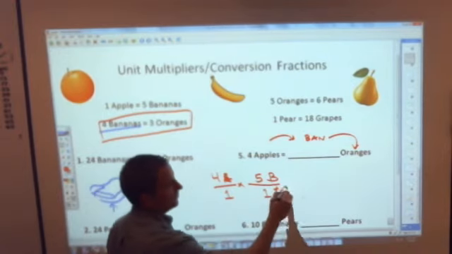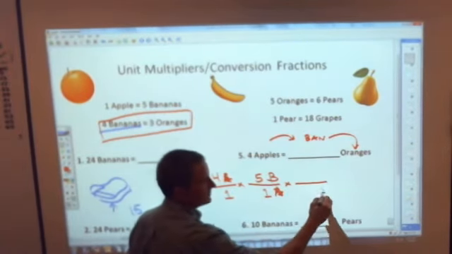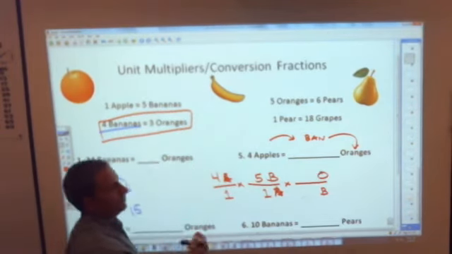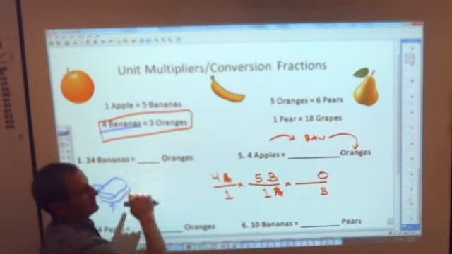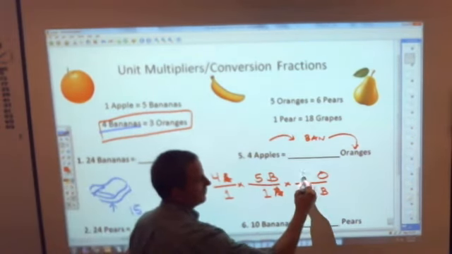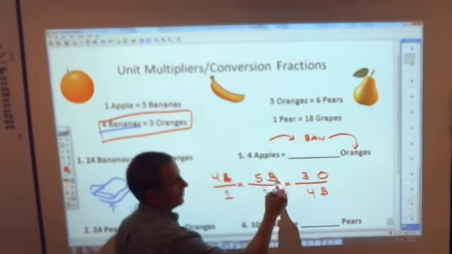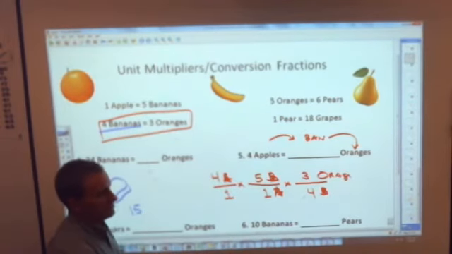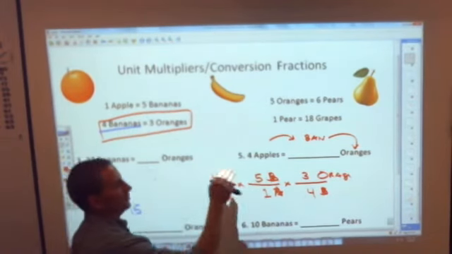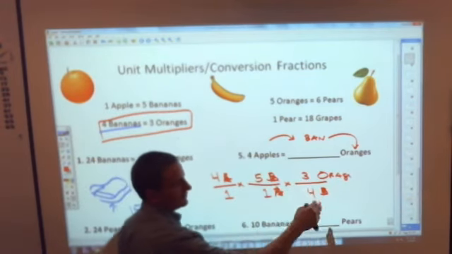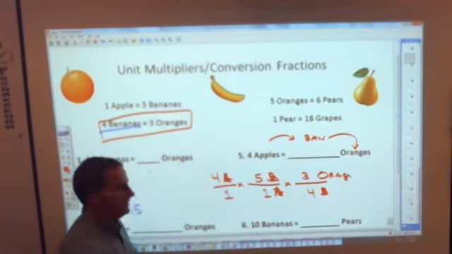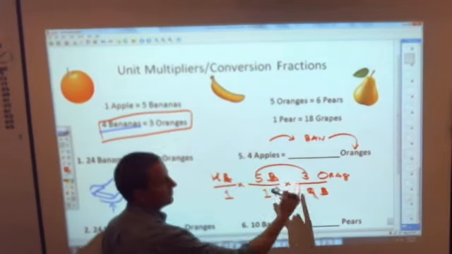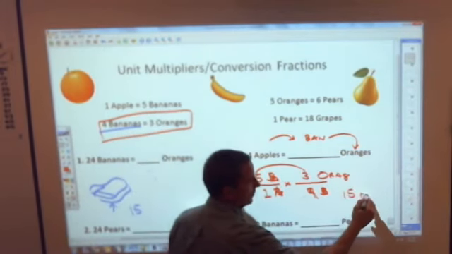Now, I don't even have to multiply this yet. I can change my bananas into oranges, because that's what I want. And I look for my bananas to oranges thing: 4 bananas is 3 oranges. Bananas cross off. I'm left with oranges. That's the label that's left, and you can see why those are important. I can multiply 4 times 5, which is 20, times 3, which is 60, divided by 4, which is 15. Or you could have done this: I have a 4 on top and a 4 on bottom. So I end up with 5 times 3, 15 oranges.